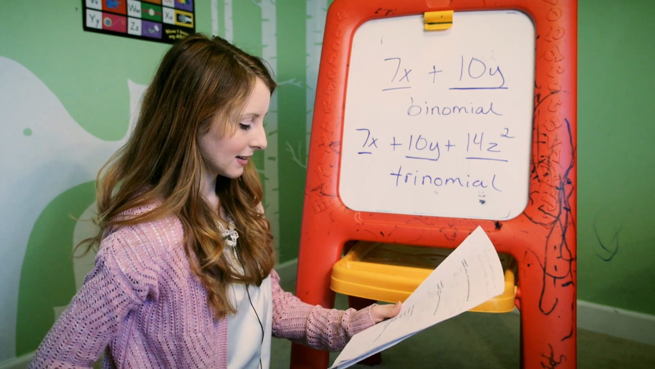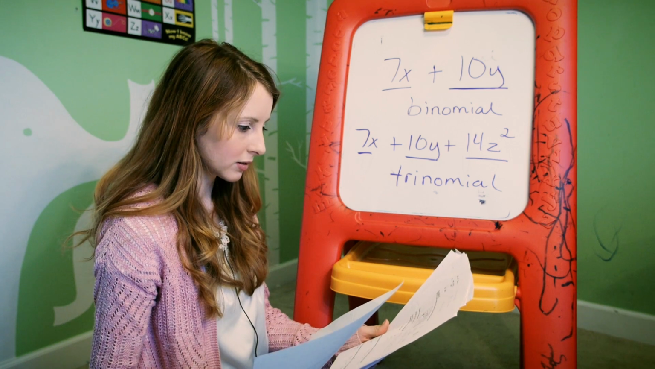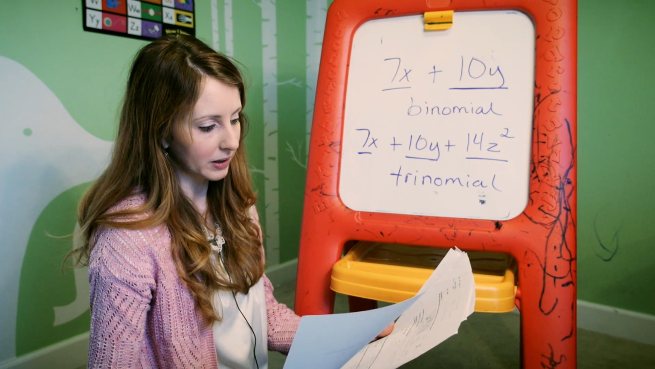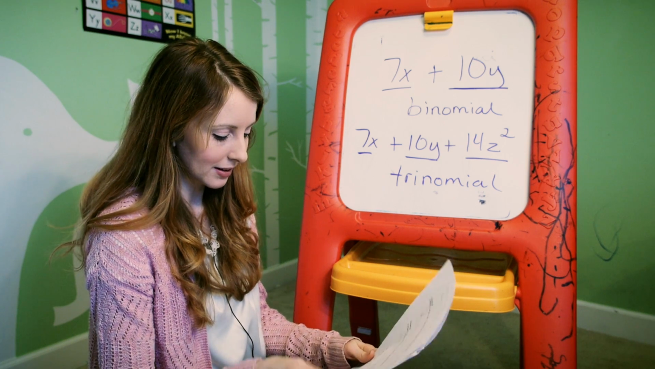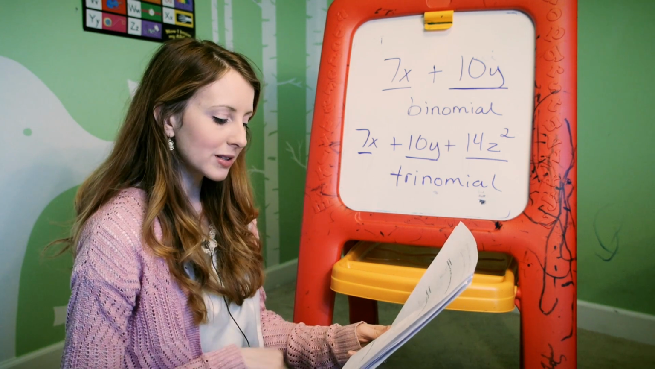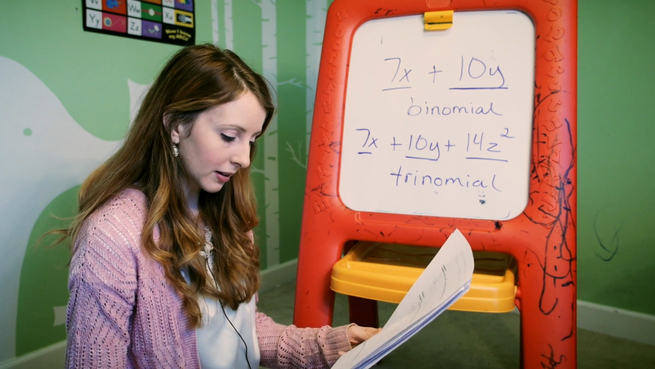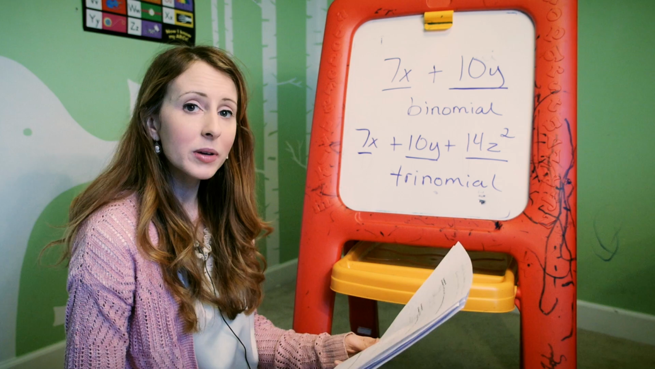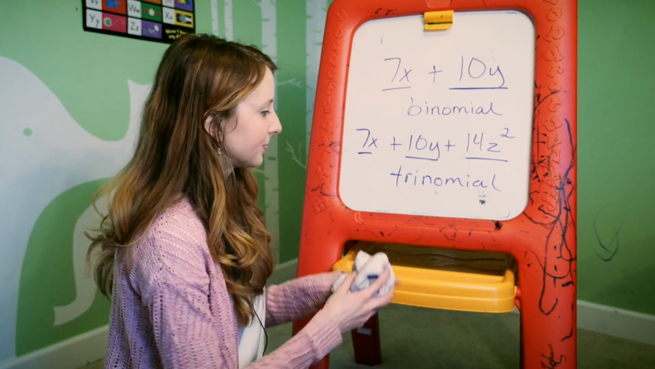All right, let's look at example 1, which is split up into 4 pieces. And answer the question: state whether each expression is a polynomial. If it is a polynomial, identify it as a monomial, binomial, or trinomial.